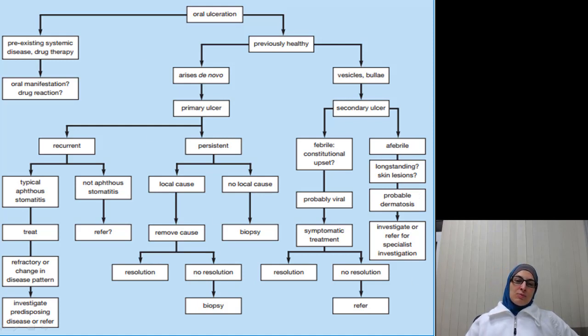So this chart puts together the possibilities that we discussed in this lecture. Oral ulcerations is a very important lecture, because it introduces you to the coming lectures on mucocutaneous conditions and vesiculobullous and GI diseases. So you need to know these topics and be more confident in dealing with such patients.